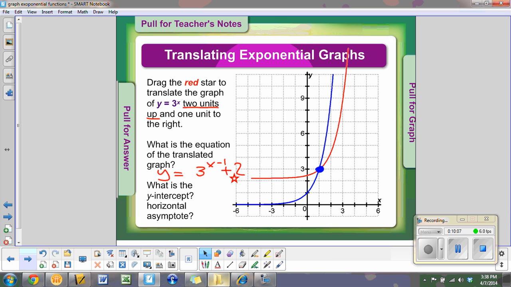I know my graph's going to be something like that because my asymptote is going to be here and here. So there's where my graph is. And that's translating it 2 units up and 2 units to the right.